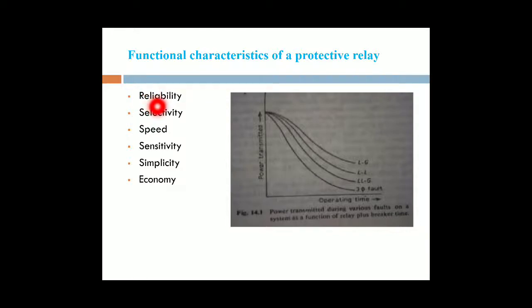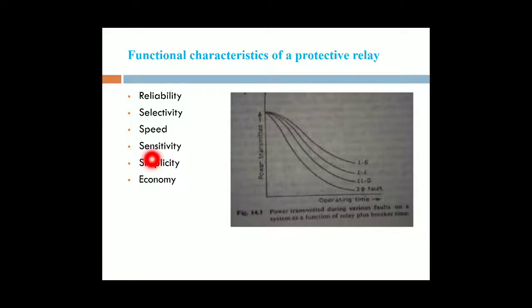Okay, first is reliability. It means to operate under a predetermined condition. Next one is selectivity. Correctly select the faulted portion without disturbing the healthy portion. We select the particular faulty portion without any disturbance to the healthy portion. That means selectivity. Next one is speed. Speed means that the relay disconnects the faulty portion as quickly as possible.